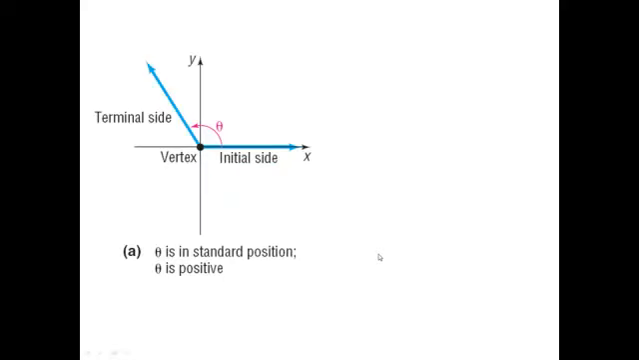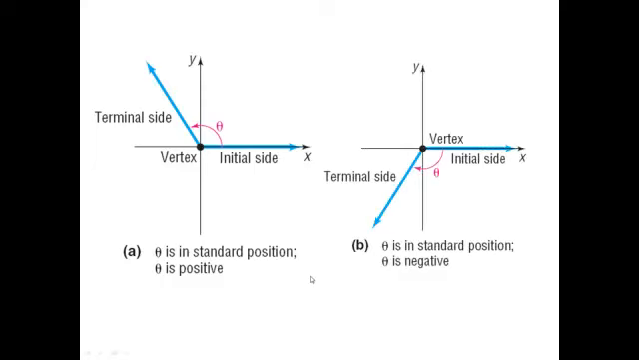So here we have an angle in standard position. An angle in standard position is when the vertex coincides with the origin, the initial side lies along the x-axis, and the terminal side can be in any of the quadrants. When it goes this way, counterclockwise, we say that it is a positive angle.